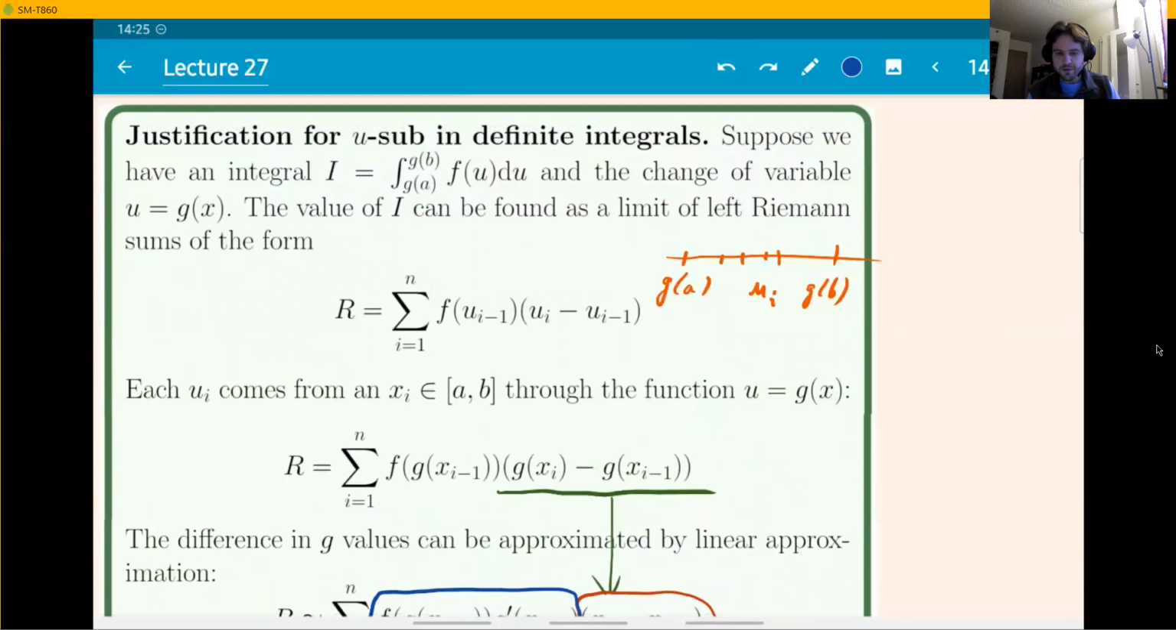But okay, that should be enough for today. We can do many more examples of Riemann sums in recitation. No, sorry, not Riemann sums, u sub.